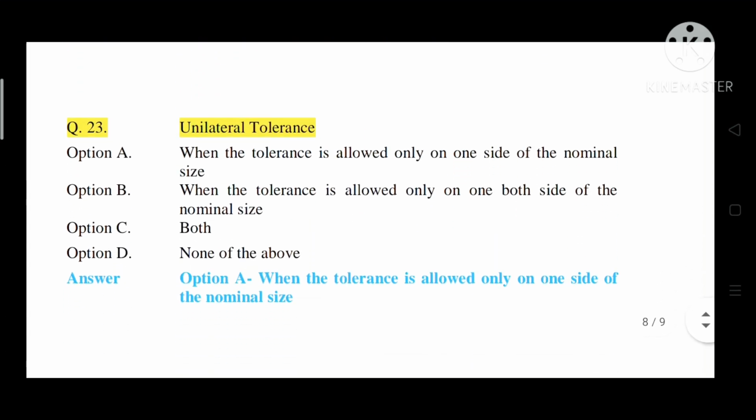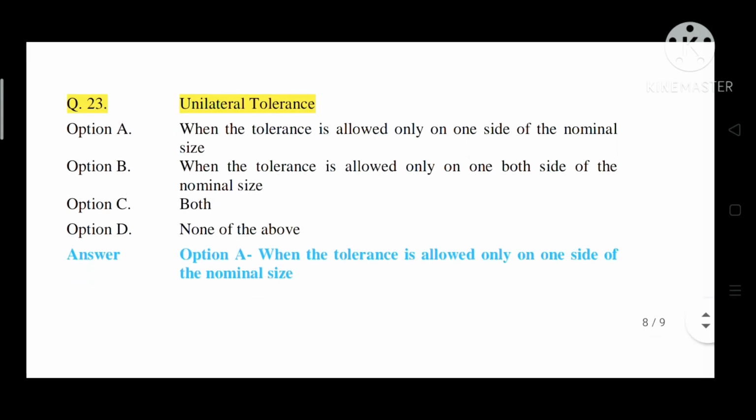Question number 23, what is unilateral tolerance? Option A, when the tolerance is allowed only on one side of the nominal size. Option B, when the tolerance is allowed on both sides of the nominal size. Option C, both. Option D, none of the above. So correct answer is option A, that is when the tolerance is allowed only on one side of nominal size.